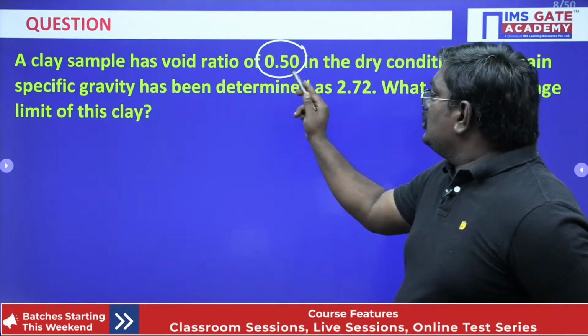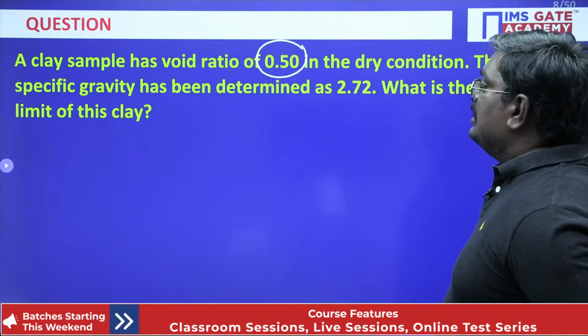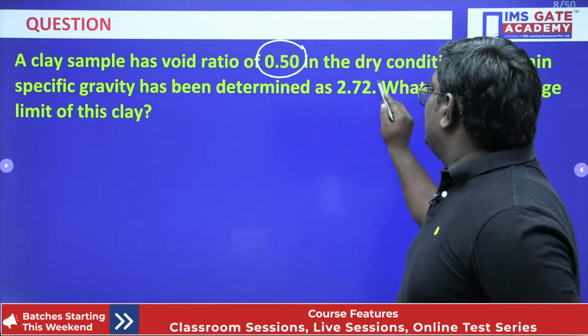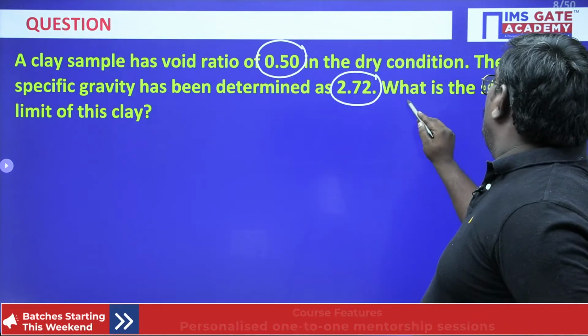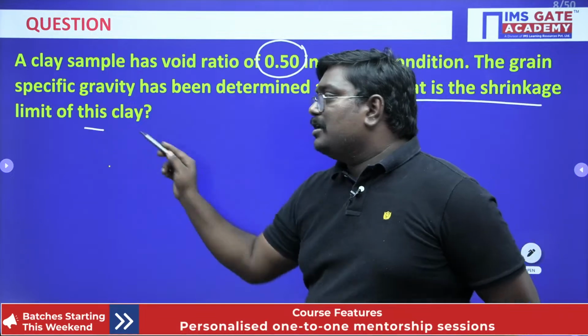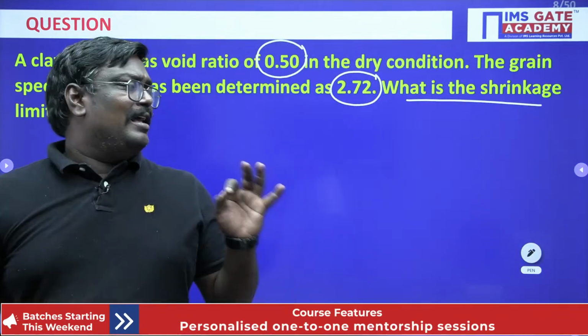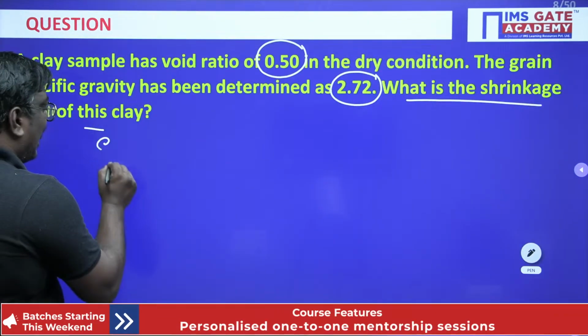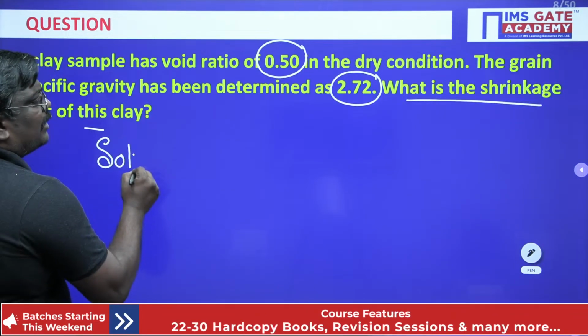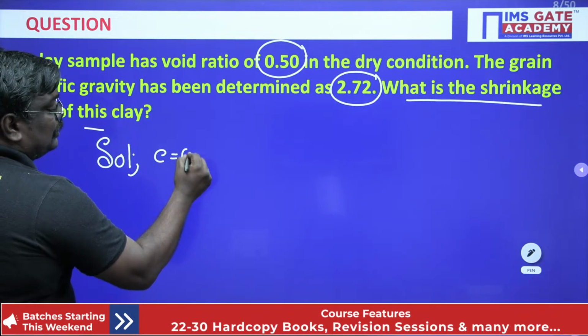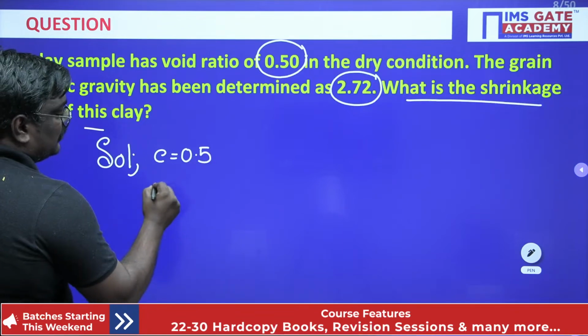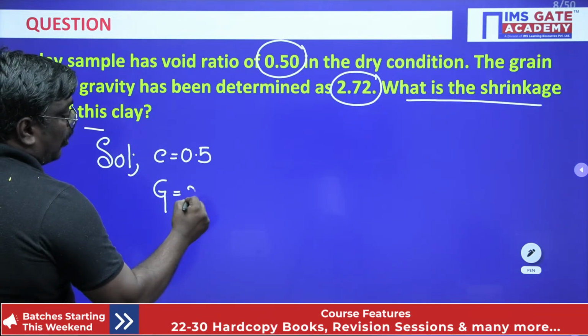So here the void ratio is 0.5 under the dry condition. The grain specific gravity is determined as 2.72. What is the shrinkage limit? So the problem is simple. Here the void ratio is given as how much, students? 0.5, and the specific gravity is given as 2.72.